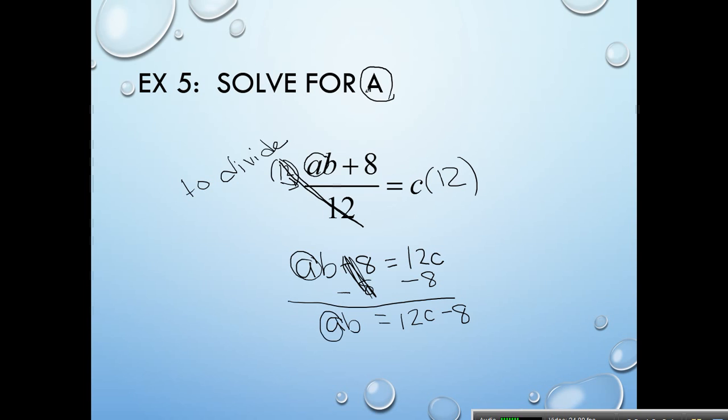I still just need A. So it's A times B right now. So I'm going to divide by B, because remember, B is just a number. We're just going to plug in a number for B once we get to that part. So I'm going to get A equals 12C minus 8, all over B. I've solved for A, and now I'm done.